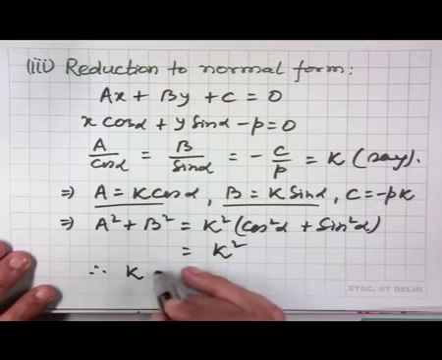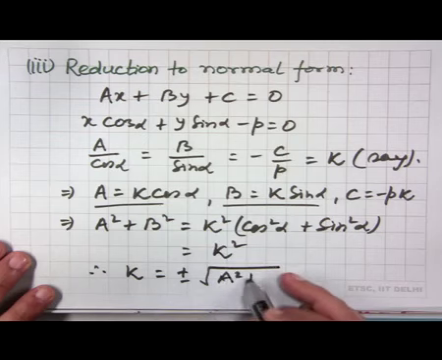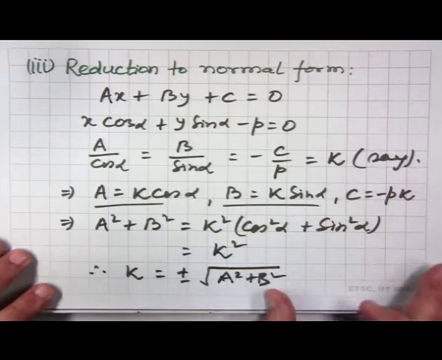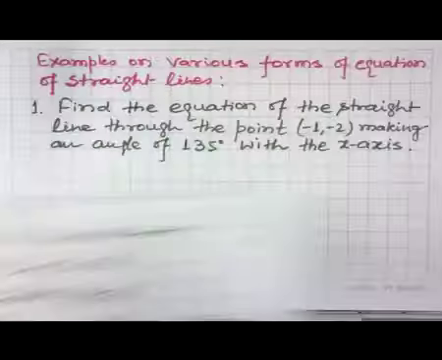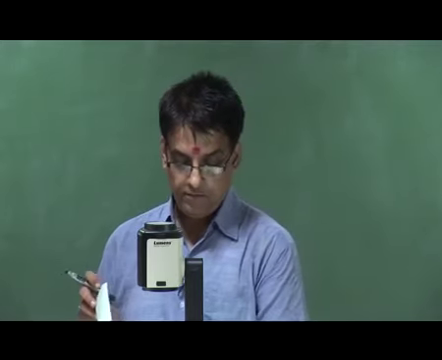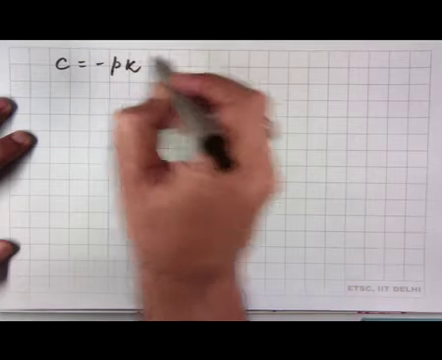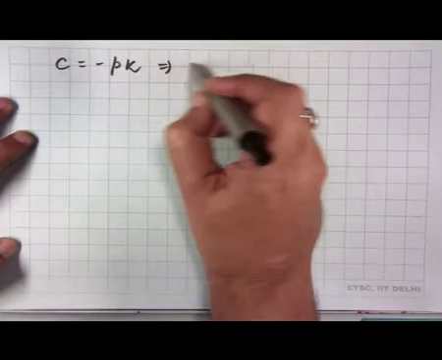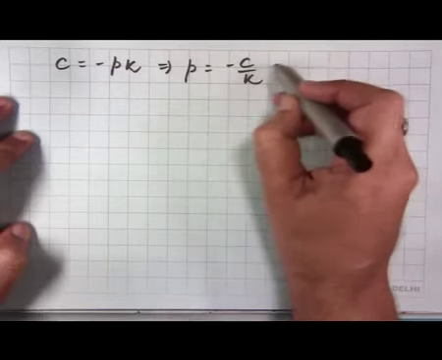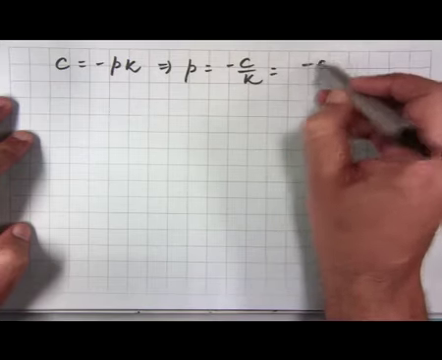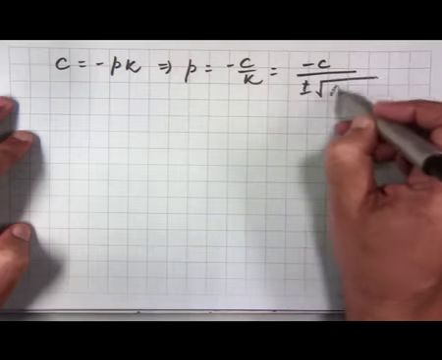k is equal to what? k is equal to plus minus root under A square plus B square. Now we have C is equal to minus pk. This implies p is equal to minus C by k, is equal to minus C by plus minus root under A square plus B square.